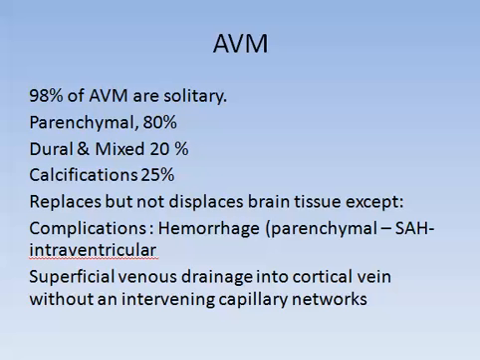Parenchymal 80%, dural mixed 20%, 25% are calcifications. It replaces but does not displace, except if there is a complication such as hemorrhage, whether parenchymal, subarachnoid, or intraventricular. It could produce a mass effect. The drainage is superficial venous drainage into cortical veins.